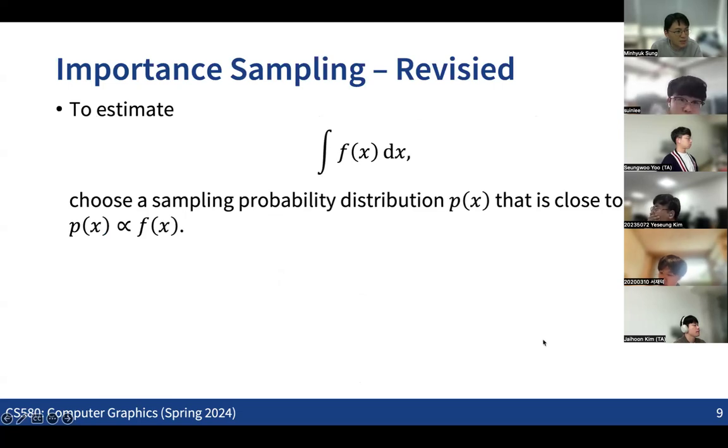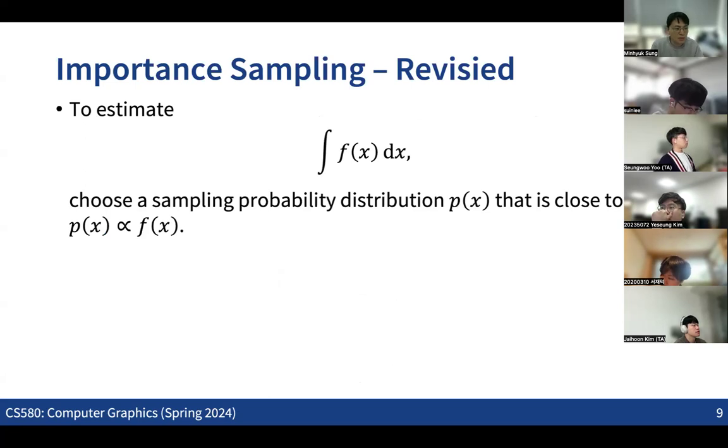The basic idea of importance sampling was that to estimate the integral of the function f here, we choose a sampling probability density function p(x), which is close to a function proportional to the function that we're integrating, right?